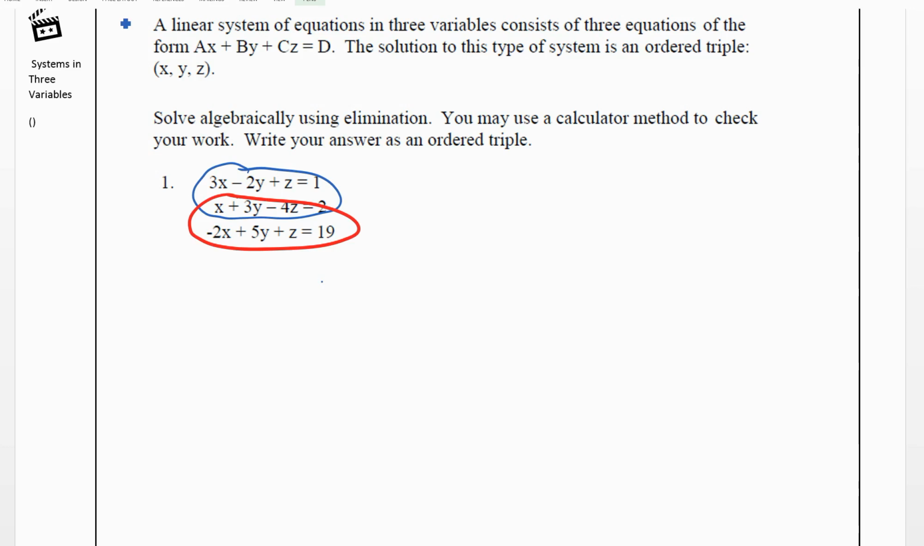Okay, so the fancy word for this, and you could actually do this if you had 4 variables or 5 variables or however many variables, you won't see any higher in this class. But this is called Gaussian elimination, and that's after the mathematician Gauss.